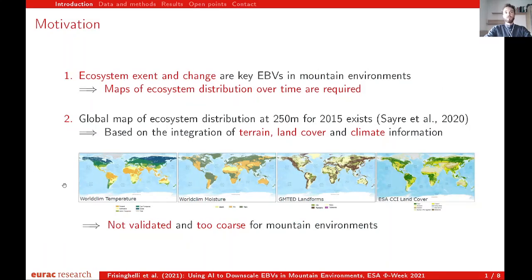Ecosystem extent and change are key essential biodiversity variables to monitor and better understand changes in the ecosystem distribution within mountain environments. Therefore, maps of ecosystem distribution over time are required. Currently, a global map of ecosystem distribution at a spatial resolution of 250 meters for the year 2015 exists. This map is based on the integration of terrain, land cover and climate information. However, the utility of this map for local scale applications is not yet demonstrated due to the lack of a validation and the relatively coarse spatial resolution.